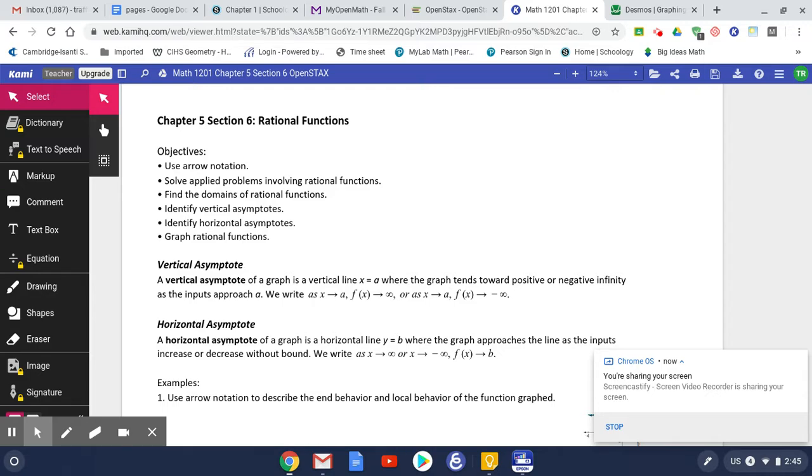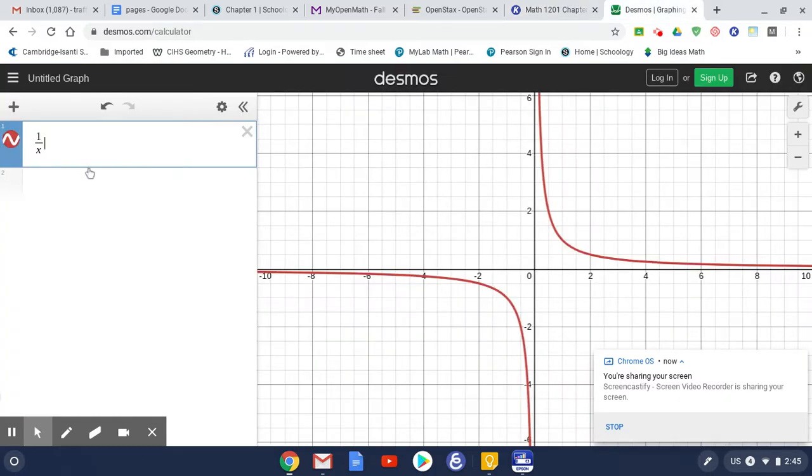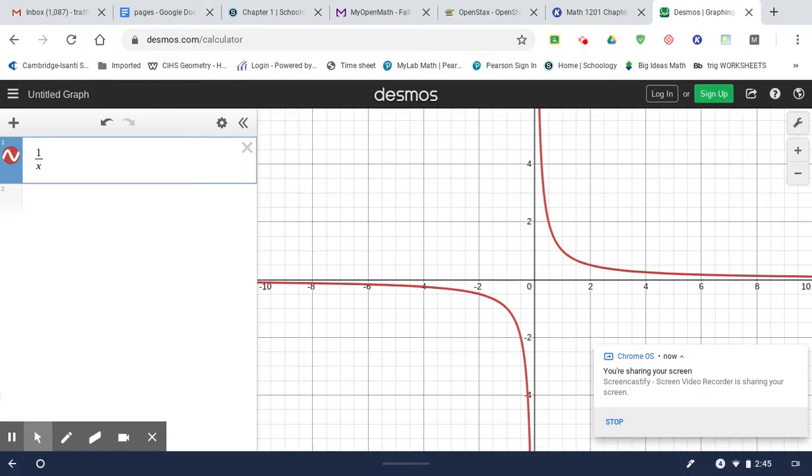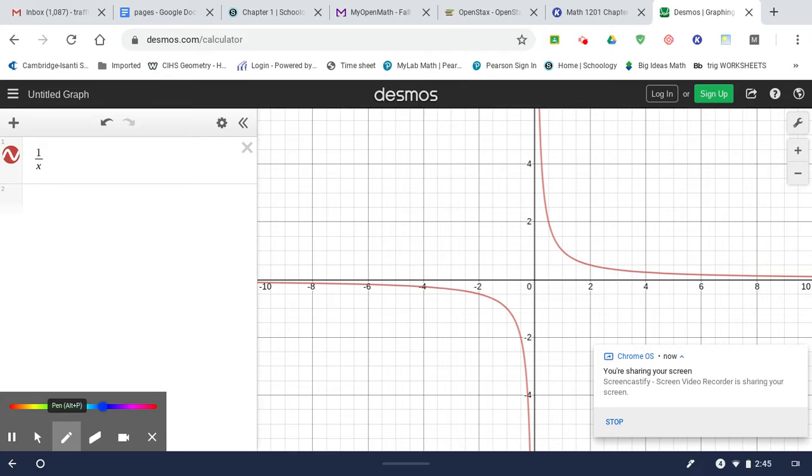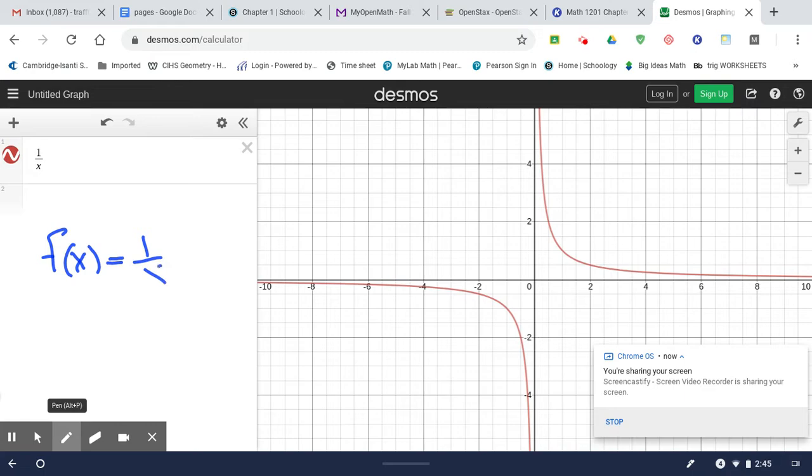And probably the best example of this is if you look at the graph of f of x equals 1 over x. So here's the graph. I just put it on Desmos. Realistically, this would look like f of x equals 1 over x. We have a horizontal asymptote and we have a vertical asymptote. So here's a horizontal, and then we could go red. Here's your vertical.